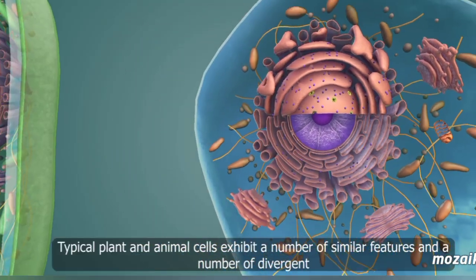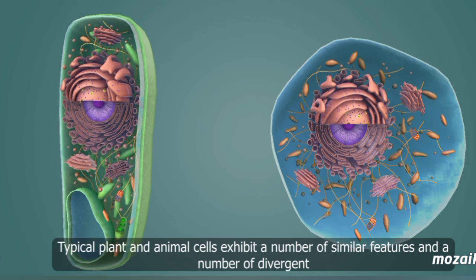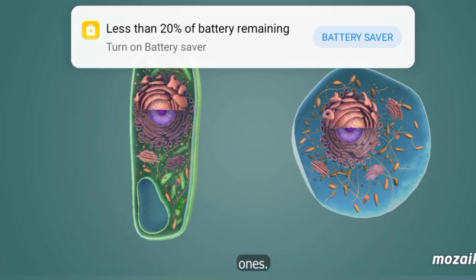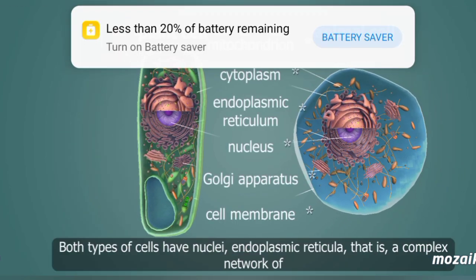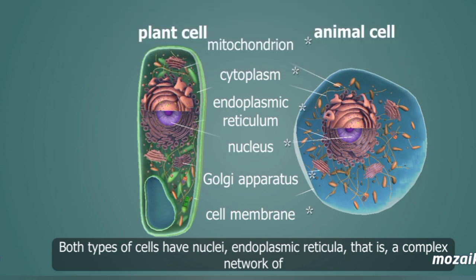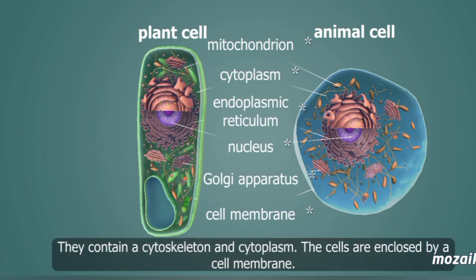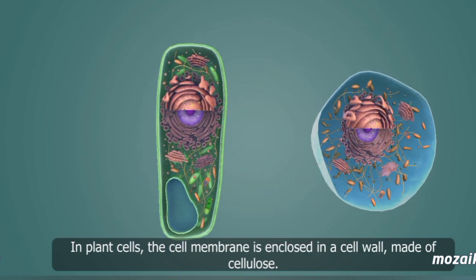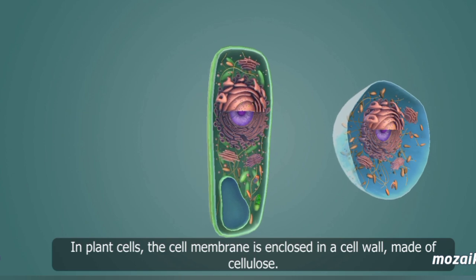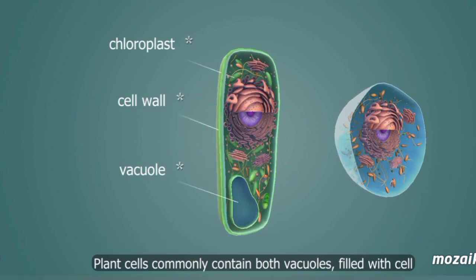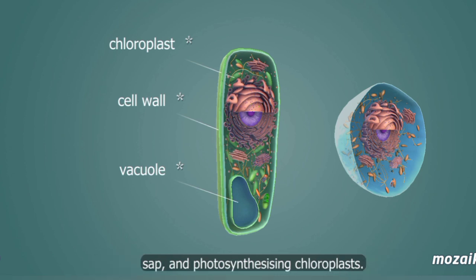Typical plant and animal cells exhibit a number of similar features and a number of divergent ones. Both types of cells have nuclei, endoplasmic reticula, that is, a complex network of membrane vesicles, and Golgi apparatuses. They contain cytoskeletons and cytoplasm, which is enclosed by the cell membrane. The cell membrane in plant cells is enclosed in a cell wall made of cellulose. Plant cells commonly contain both a vacuole, which is a bubble within the cell filled with nuclear sap, and photosynthesizing chloroplasts.